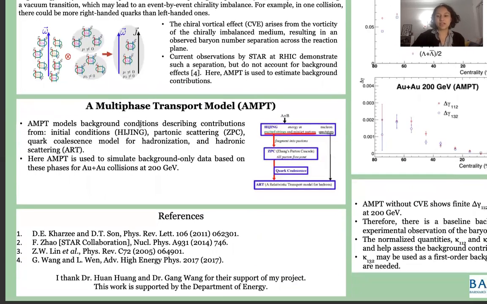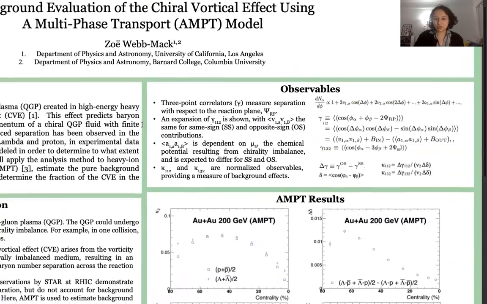Just for a quick summary of AMPT, AMPT is a widely used model that realistically simulates background conditions describing contributions from four phases. These are the initial conditions, partonic scattering, quark coalescence for hadronization, and hadronic scattering. These phases are considered to represent background effects. So here AMPT is used to simulate background data based on these phases for collisions between gold atoms at 200 GeV.